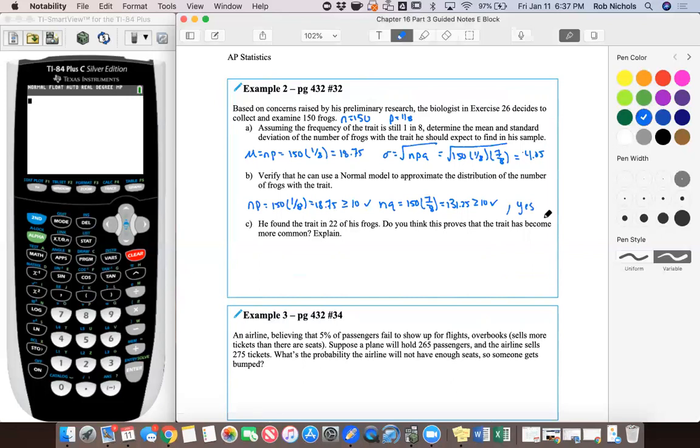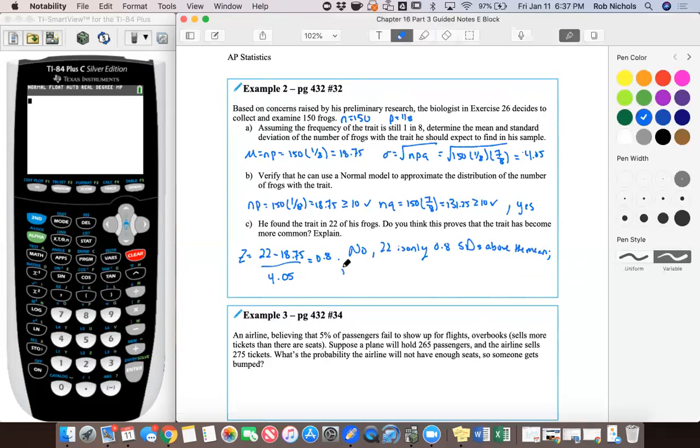All right, so C. So he found the trait in 22 of his frogs. Do we think that proves his trait's unusual or is more common? All right, so let's find the Z-score for 22 just to verify that. So 22 minus 18.75, that's the mean, divided by the standard deviation, which is 4.05. And when I do that, I get 0.8. Okay, so no, 22 is only 0.8 standard deviations above the mean.